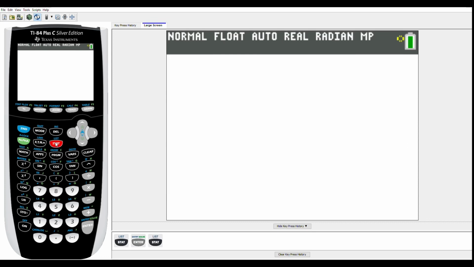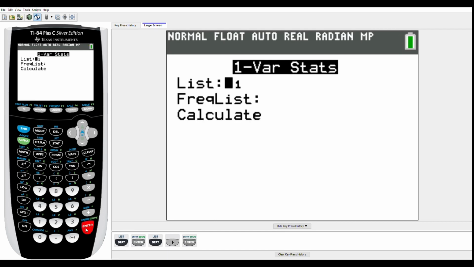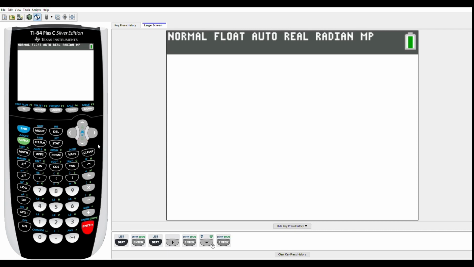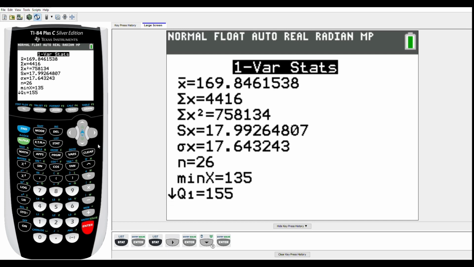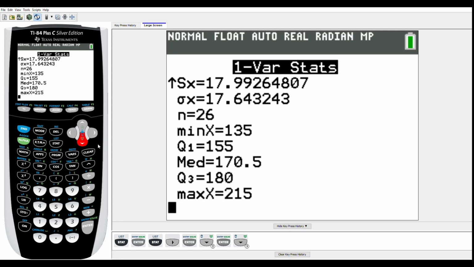Next, go to Stat, to Calc, to one variable statistics, select Enter. We have raw data, so you just have to have something written in list, which is L1, which is where our data is. Leave the frequency list blank, select Calculate. And for our 5-number summary, we have our min X value, our Q1, our median, Q3, and our max X value. Those numbers all make up the 5-number summary.